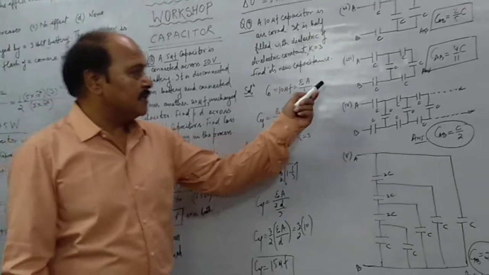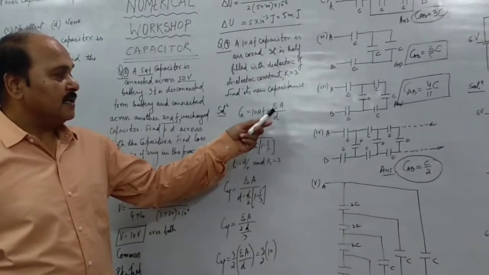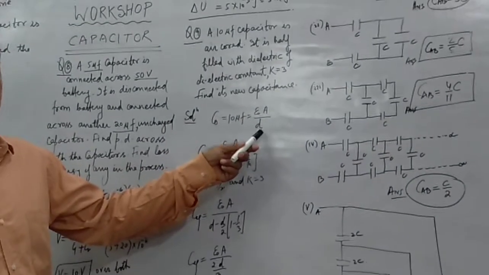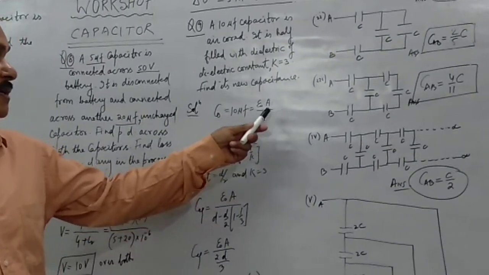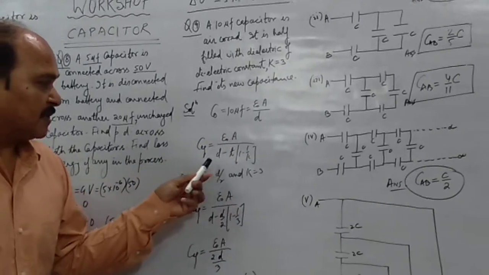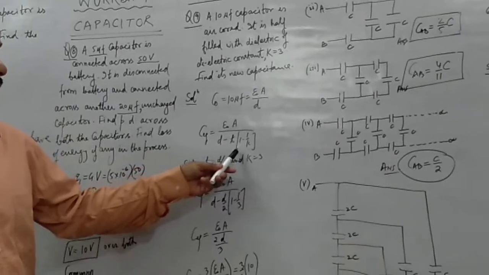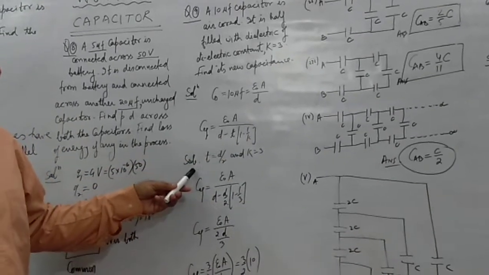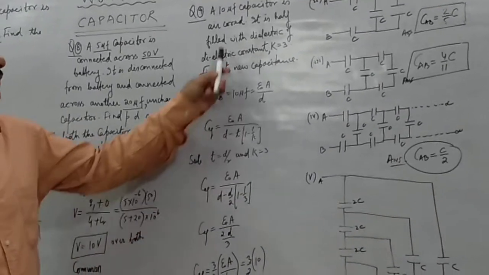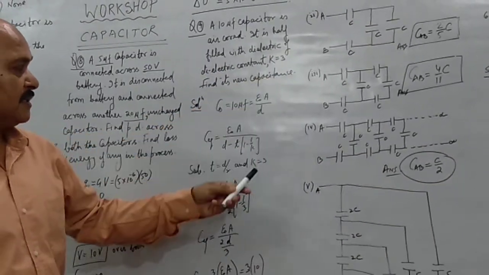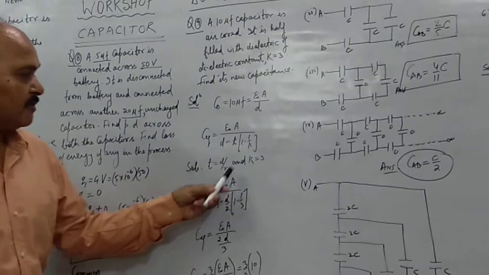When capacitor is empty, that is air inside, its capacitance is 10 microfarad, epsilon naught A by D. D is the separation between the plates and A is the area of the plates. Now, partially filled capacitor has capacitance epsilon naught A upon D minus T in bracket 1 minus 1 upon K. Substitute T is equal to D by 2 because half the space is filled with dielectric and dielectric constant K given as 3. Let us substitute T is equal to D by 2 and K is equal to 3.